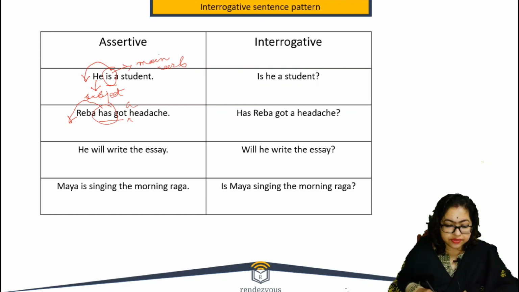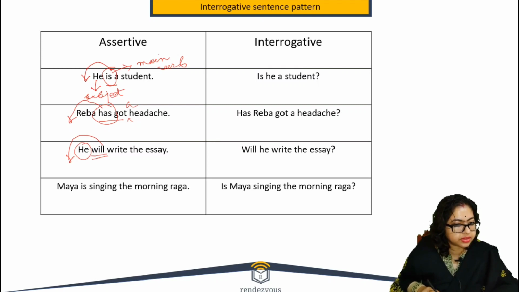For example number 3, the sentence is, he will write the essay. This is the assertive form. Here also the subject is he and this is the verb, the auxiliary verb. So here also the verb goes before the subject and the interrogative sentence becomes, will he write the essay?